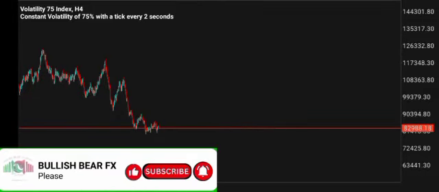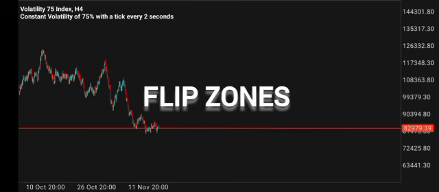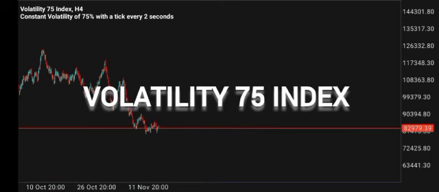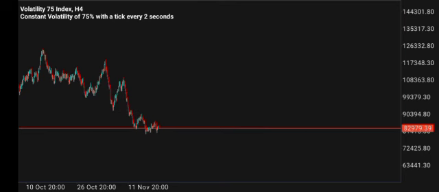So basically guys, in today's video I'm going to be teaching you how you can trade flip zones on the Volatility 75 Index. Okay, so what are flip zones? They are areas where maybe you set your support area and then the market breaks out and continues to the downside. So how can you catch that move that continues to the downside?